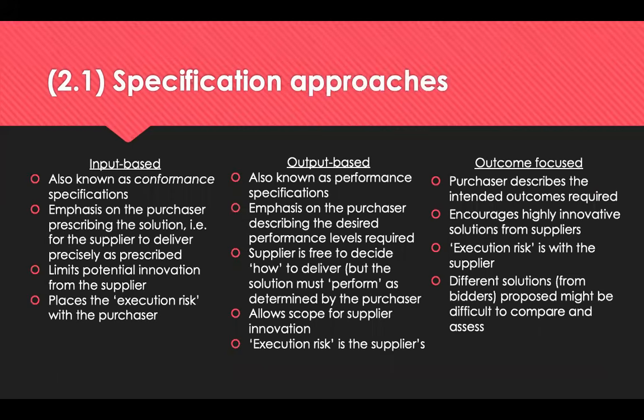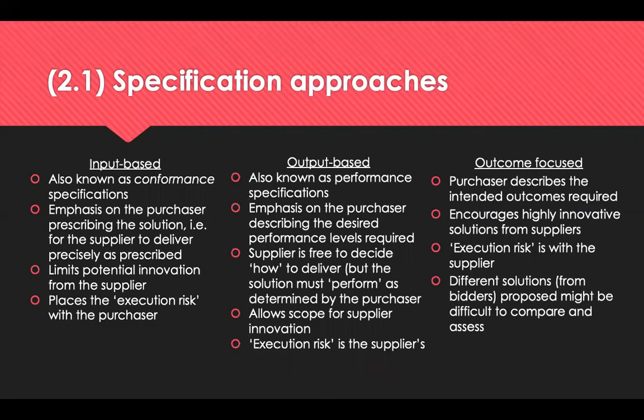And there are three broad approaches to writing a specification. The first one on the left is the input-based, and within an input-based specification, the buyer effectively prescribes to the supplier precisely how the contract must be delivered. There's literally no scope for the supplier to innovate. And provided that the supplier delivers what's been asked for, there should be no problems. If a problem does arise, it's likely to be the buyer's fault, as they've told the supplier how to do it. So this, for example, could be a chemical formula that's needed.